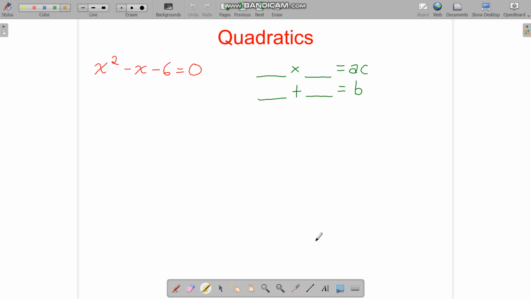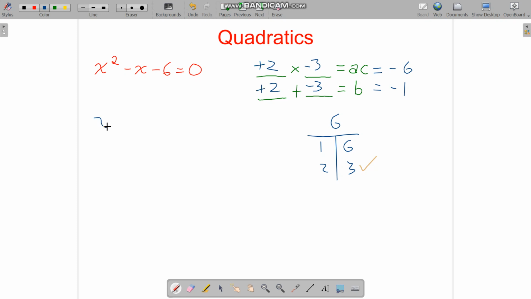For example, here A is 1, C is minus 6, A times C is minus 6, and B is minus 1. To find the pair of numbers, you can find the factors of 6: 1 times 6, 2 times 3. So the only way we can get 1 is by using 2 and 3 here. The sum must be minus 1, so the 3 must be minus, the 2 plus.